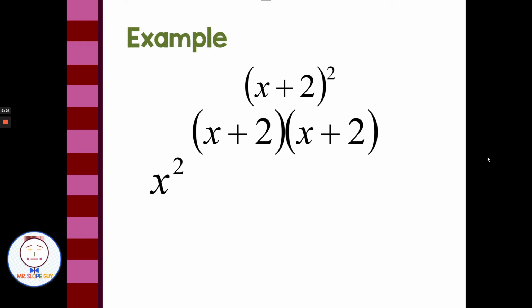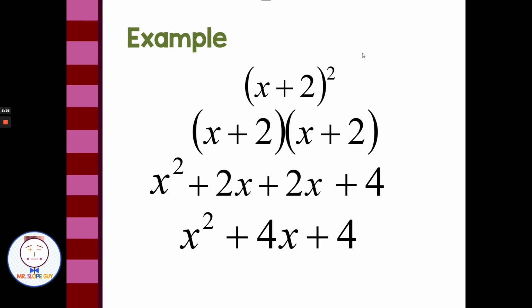So x times x is x squared, outside 2x, inside 2x, and last times last, 2 times 2, is 4. Combine any like terms. So don't let this 2 mess you up. It's just telling you how many times the base is being multiplied.